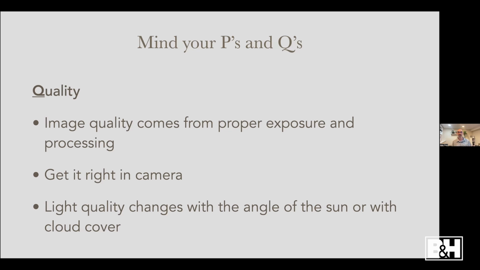So we've done the P's, which is perch. Now let's do Q's, which is quality. Quality is two things. It's image quality, which comes from getting your exposure right and proper processing. Again, those are a separate talk. You've got to get it right in the camera.